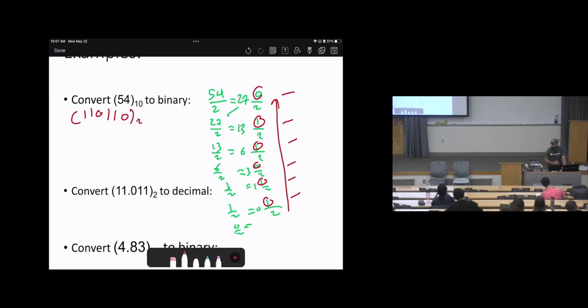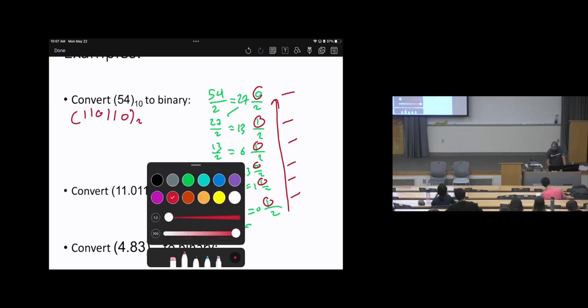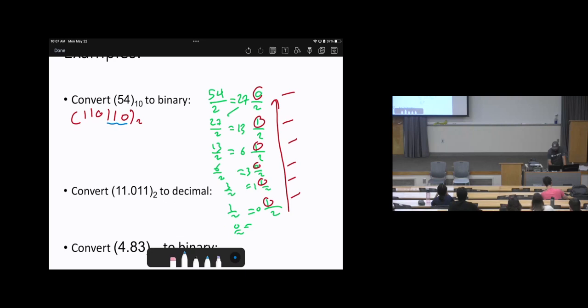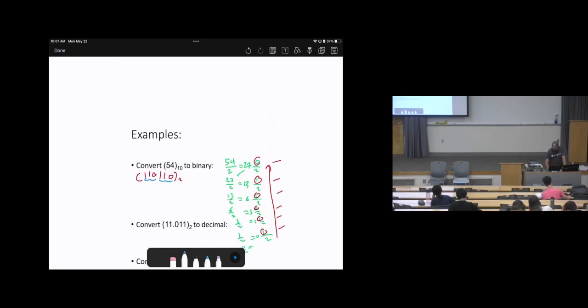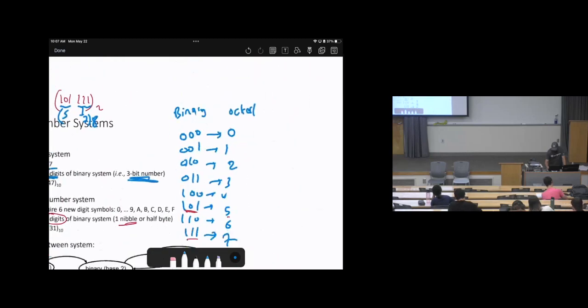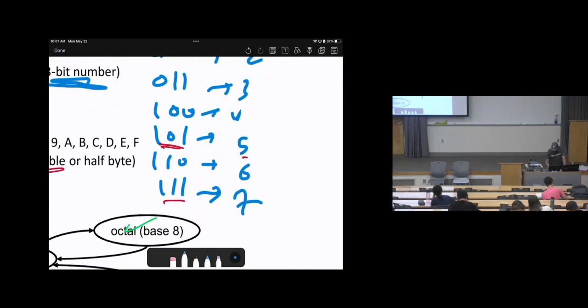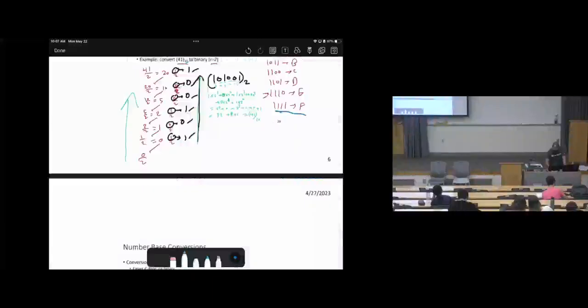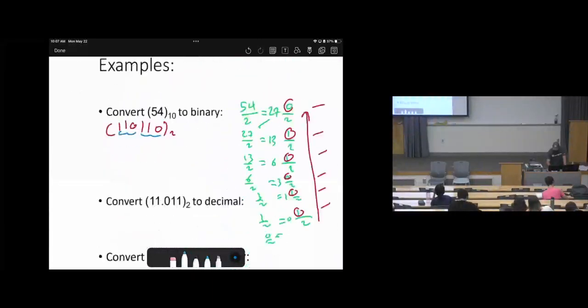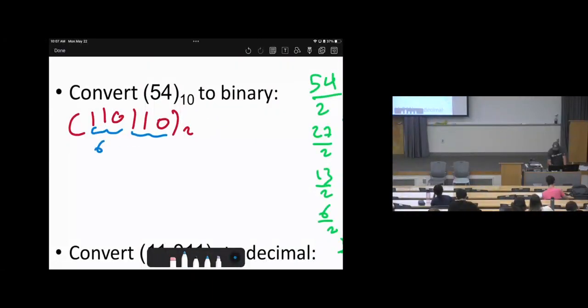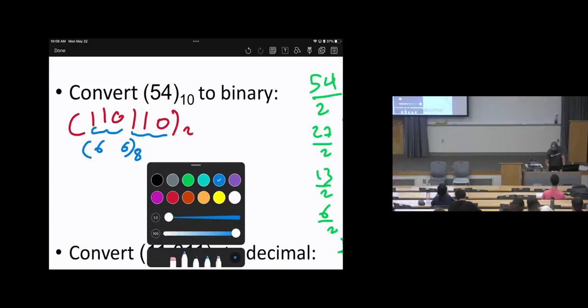Now, can you convert this to octal? Group each 3. 1, 1, 0. Go to the table of the octal. Here is the table of the octal. 1, 1, 0 is equivalent to 6. Then go back here. 1, 1, 0, 6. This is octal. 66 octal. Okay? The same number, can we convert this number to hexadecimal?